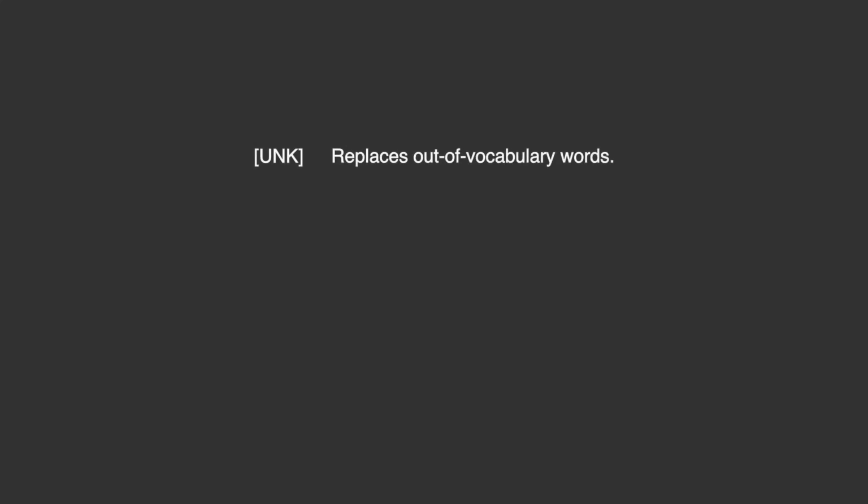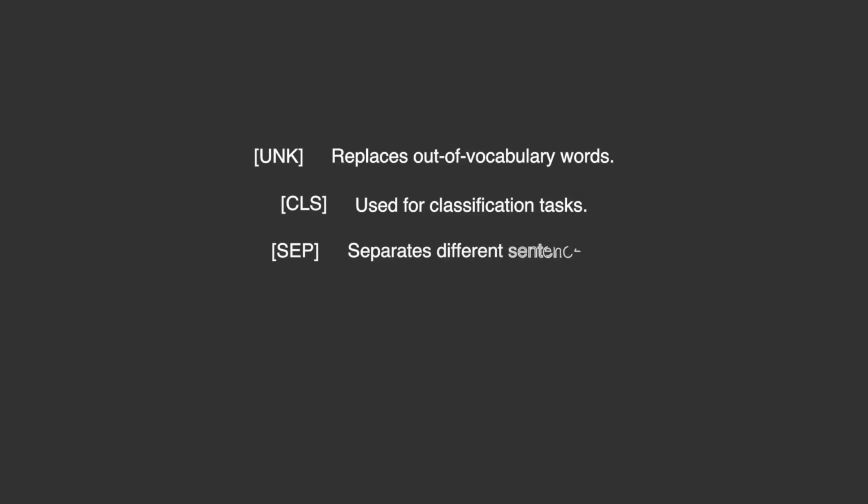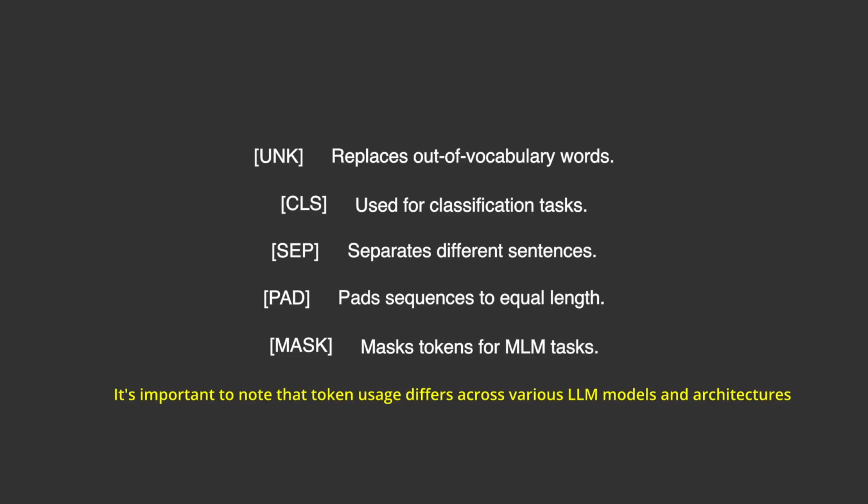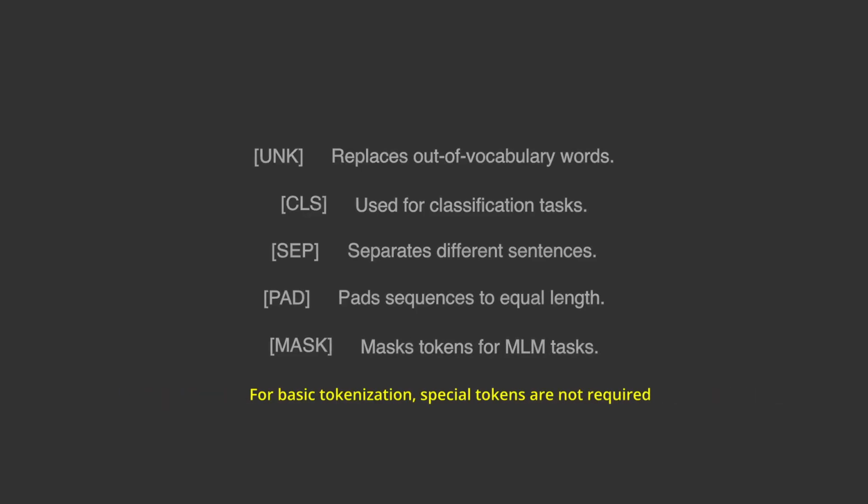Before moving on to the next tokenization technique, let's understand special tokens. These special tokens in LLMs are unique symbols used to manage specific tasks or structure the input data. Tokens like UNK represent out-of-vocabulary words. CLS is used to signify the beginning of a sequence, especially for a classification task. SEP separates different segments of text, such as sentences. PAD pads sequences to ensure uniform length across inputs, and MASK is used in masked language modeling tasks, where certain tokens are hidden to predict the missing information.